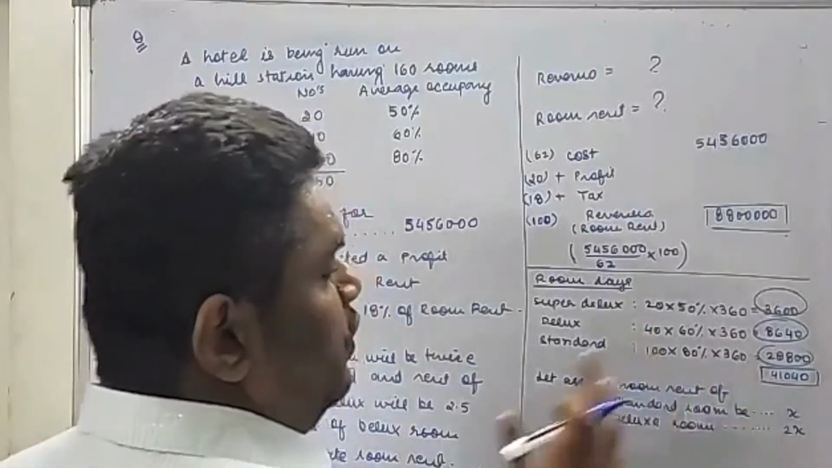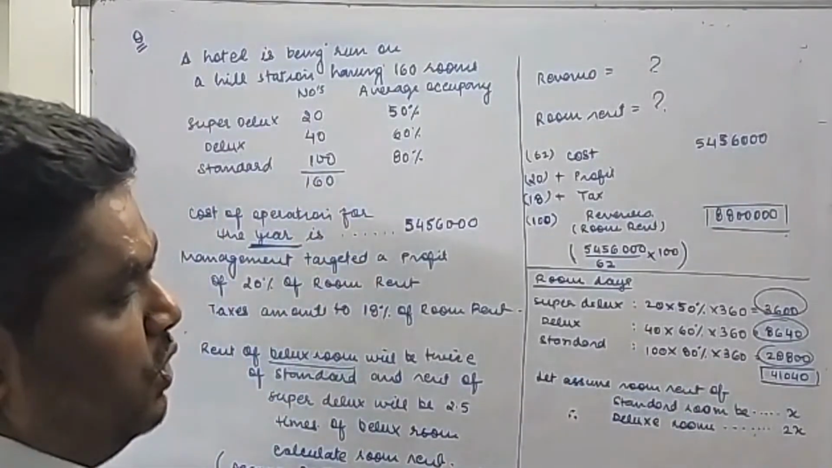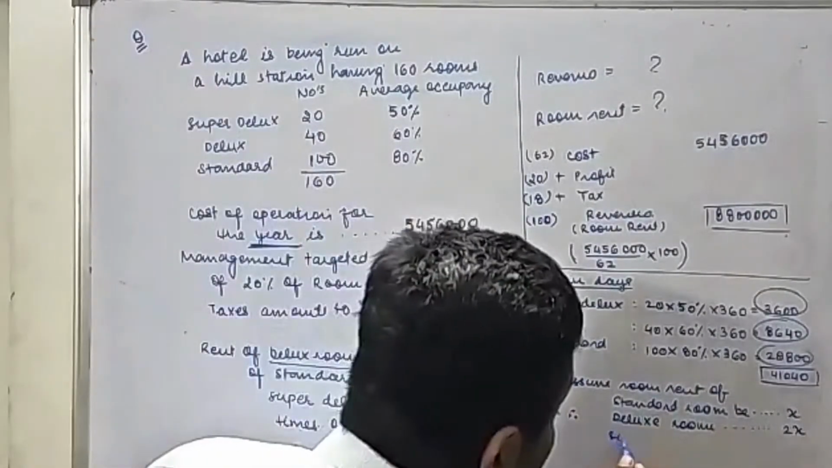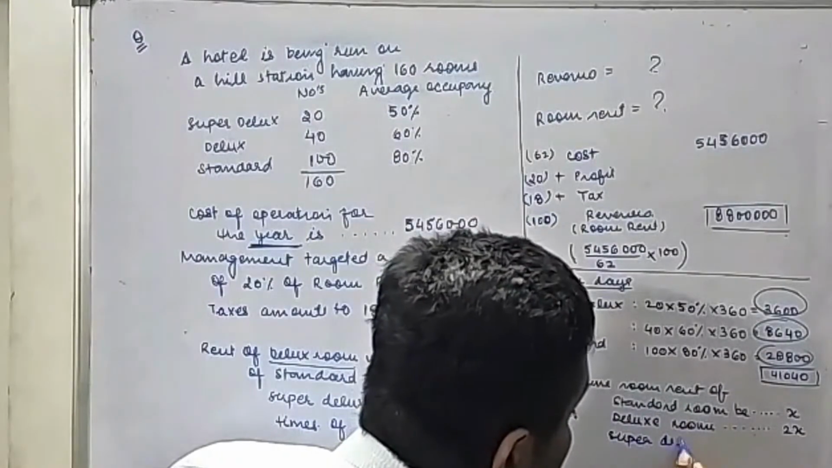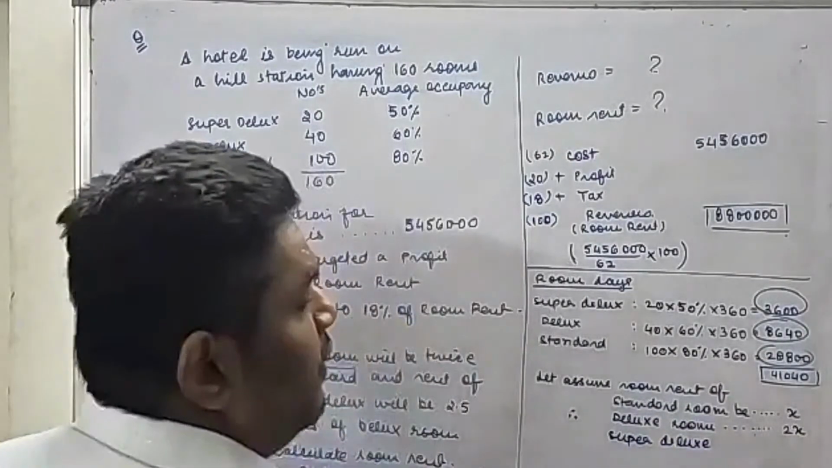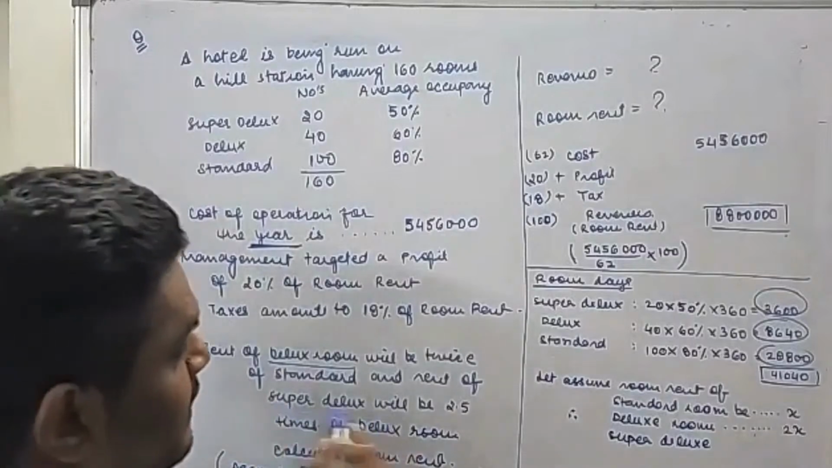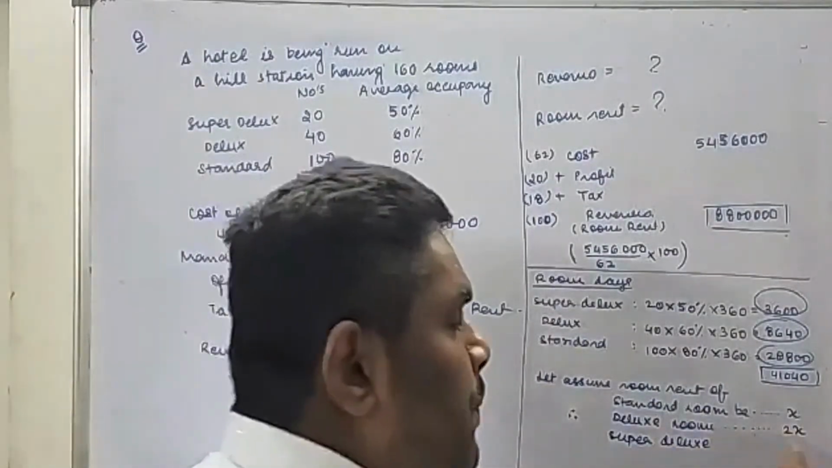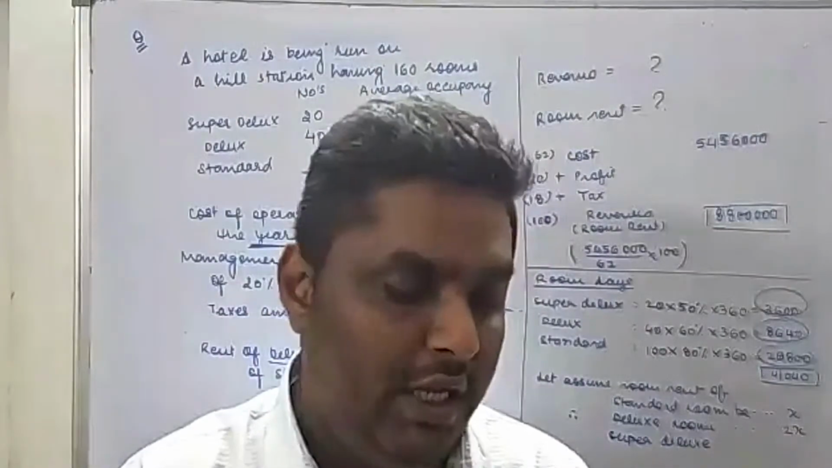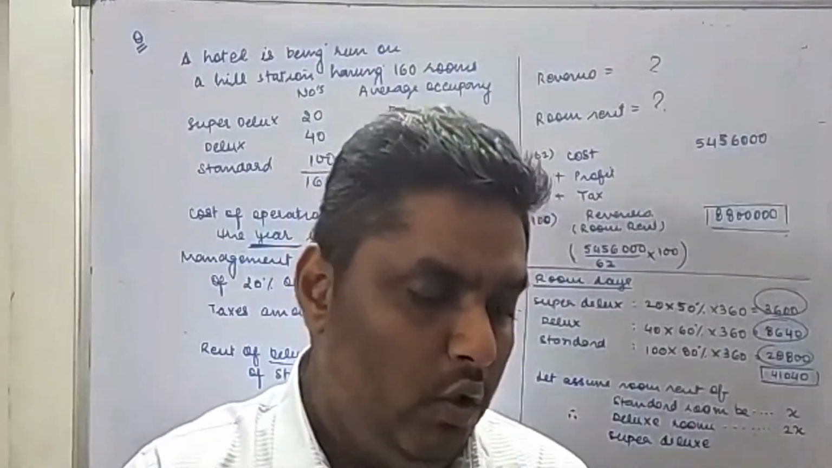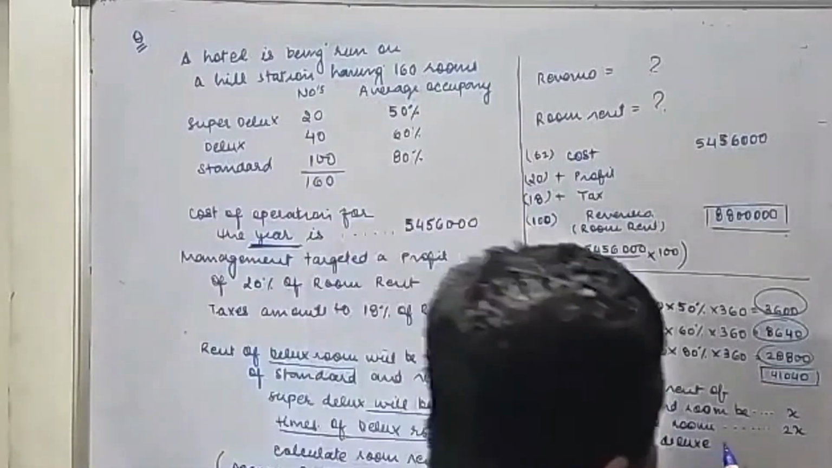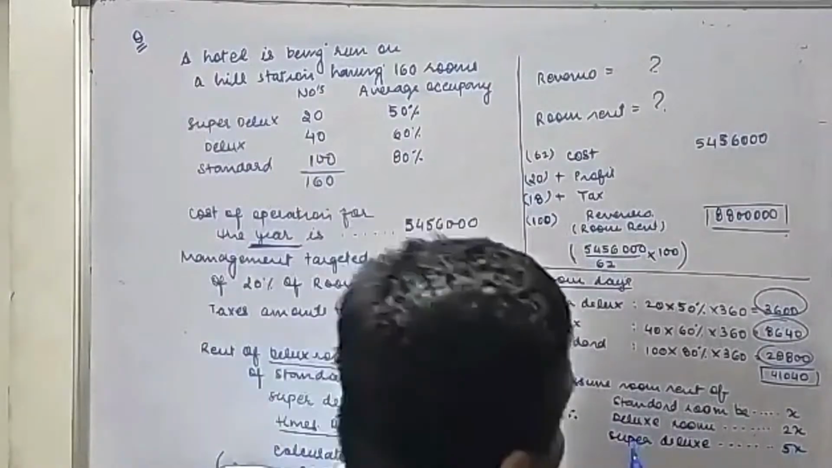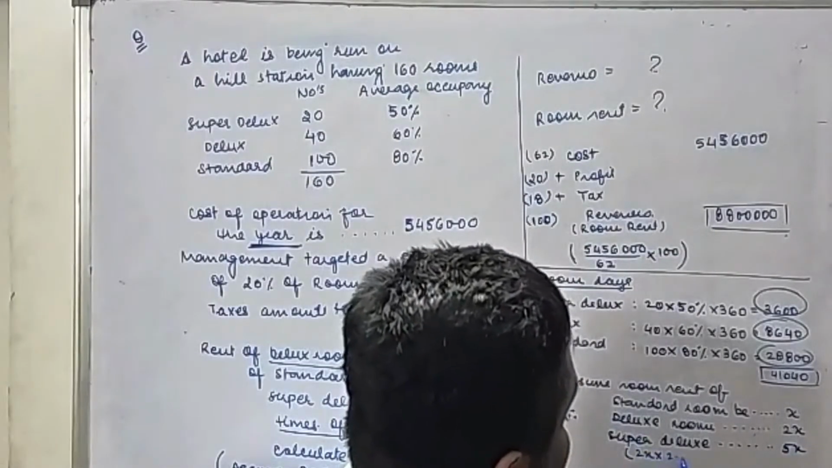So let's assume that the room rent of standard room be X. So for deluxe room, it will be twice, that is 2x. And for super deluxe, very important. For super deluxe room, what it is saying, that it will be 2.5 times of deluxe room. 2.5 times of deluxe room. So deluxe room, it is 2x. So 2 into 2.5, that is, it will be 5x. 2x into 2.5.